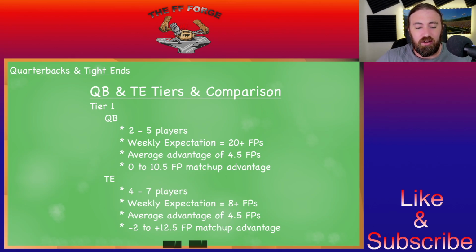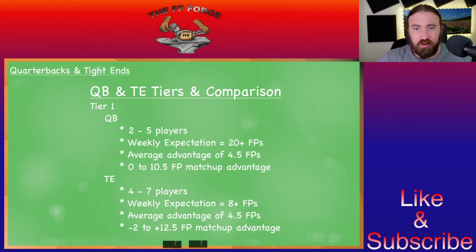advantage across the entirety of the season, it's going to be about 4.5 fantasy points. What that really looks like in each individual week across the entirety of the season is that these guys should give you an advantage against most any opponent outside of their own tier of 0 to 10.5 fantasy points.